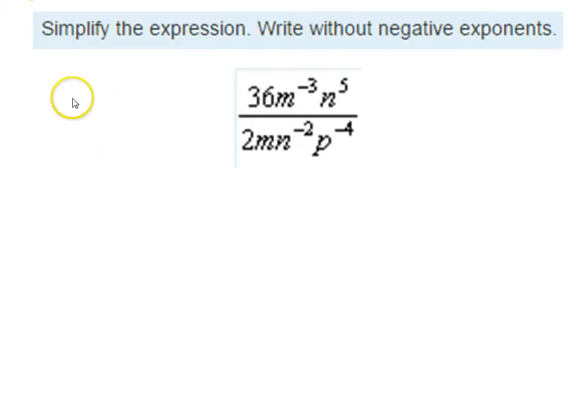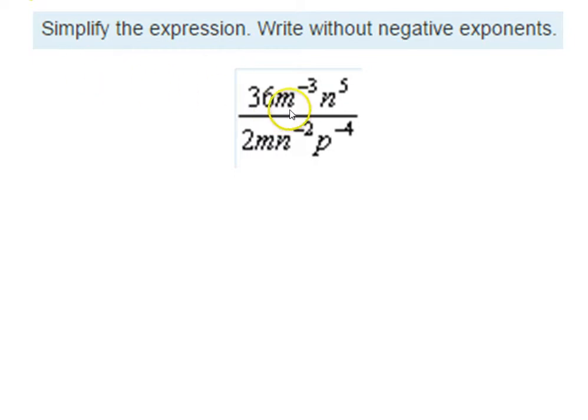Another example, simplify the expression. We're going to write it without negative exponents. Negative exponents are a nasty looking thing, and we want to get rid of them. And it's not just as simple as getting rid of or erasing the negative sign in front of the numbers. We need to do some mathematical manipulations, and this is as easy as moving the power with the negative exponent to the denominator or the numerator of the fraction. So when I look at this expression here and it says write it without negative exponents, I have to identify the things that have negative exponents.